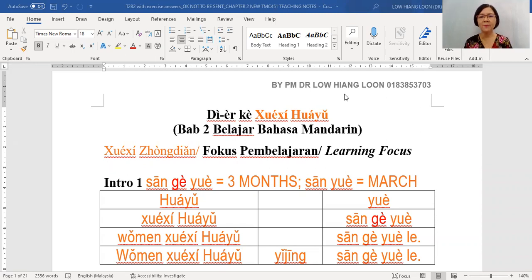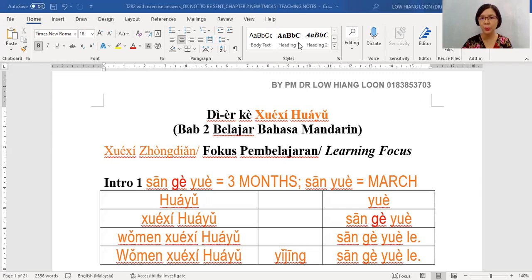This kind of shortened structure happens in Mandarin commonly. Slowly you will learn many. The original term is longer, but then you have an alternative, the shorter term. So 学习华语 is learning Mandarin. So what will the shorter term be? 学华语.